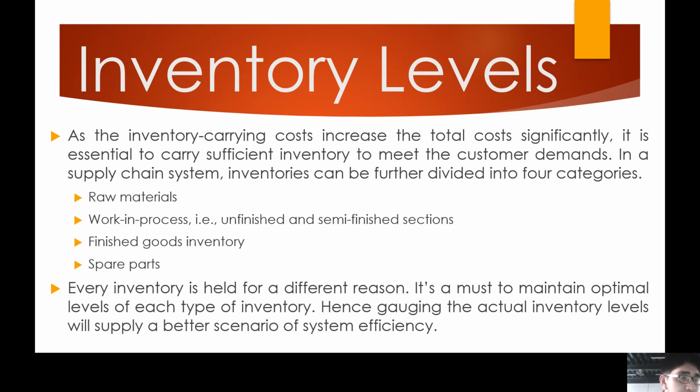Moving to inventory levels, as the inventory carrying costs increase the total cost significantly, it is essential to carry sufficient inventory to meet the customer demands. In a supply chain, inventories can be further divided into 4 categories. We have raw materials, work in process, finished goods inventory, and spare parts. So every inventory is held for a different reason. It's a must to maintain optimal levels of each type of inventory. Hence, gauging the actual inventory levels will supply a better scenario of system efficiency.